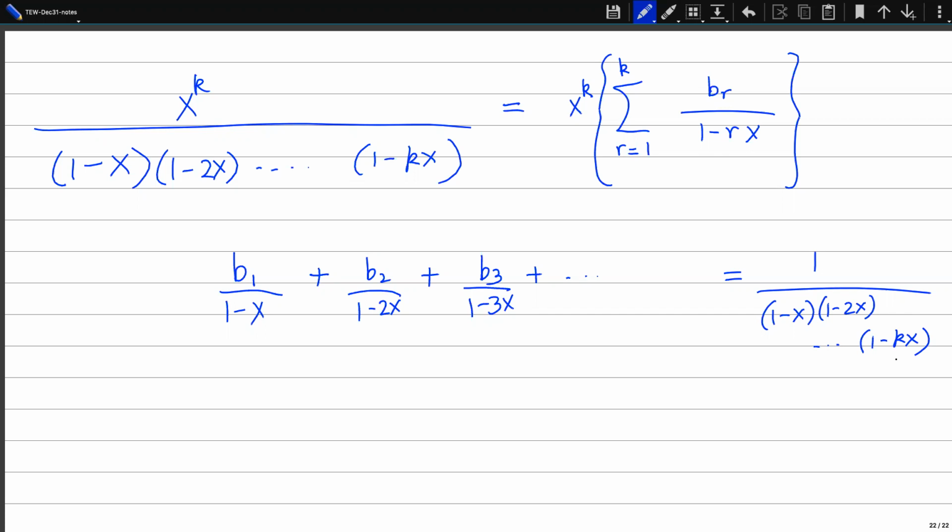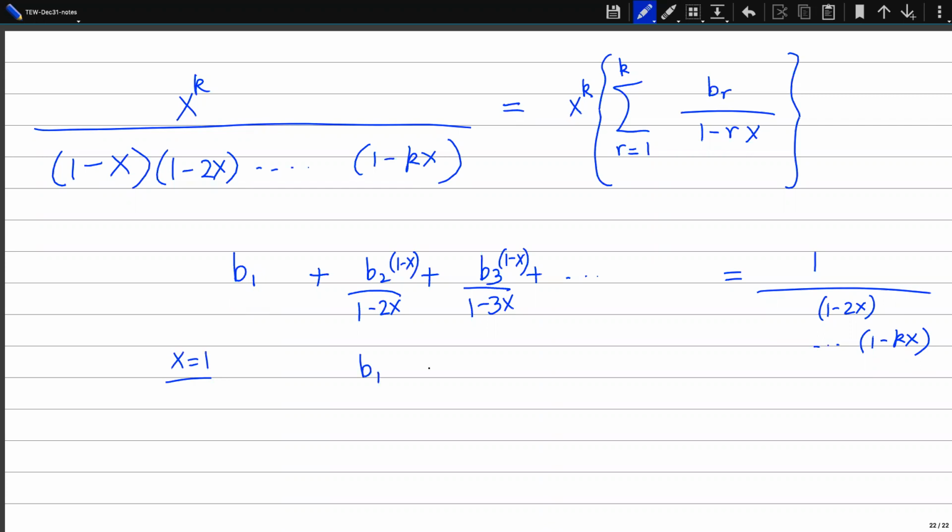So what should we do? So the usual thing is to multiply both sides by this entire denominator, right? And then figure out what the answer is. But in fact, to quickly get b_1 alone, I don't need to multiply by the whole denominator. I can just multiply by 1 minus x on both sides. So let's do that. And now let's put x equals 1.